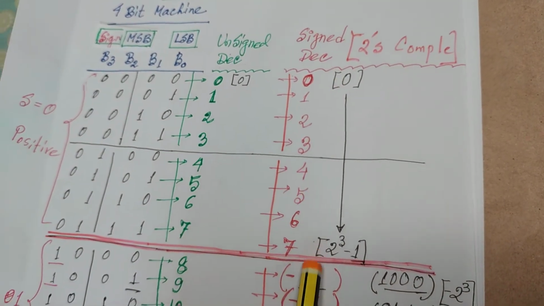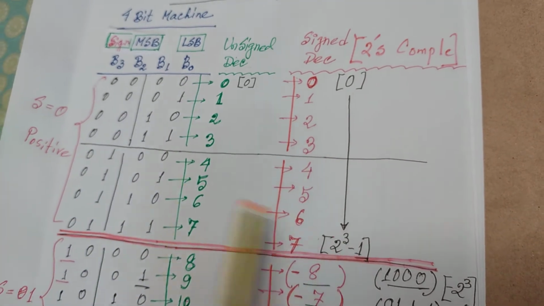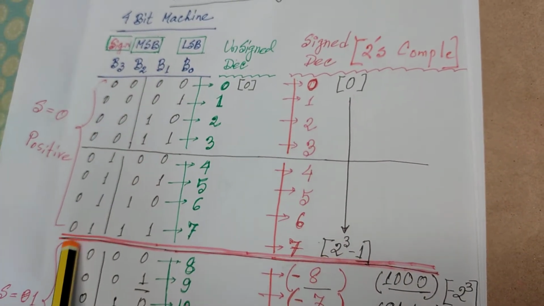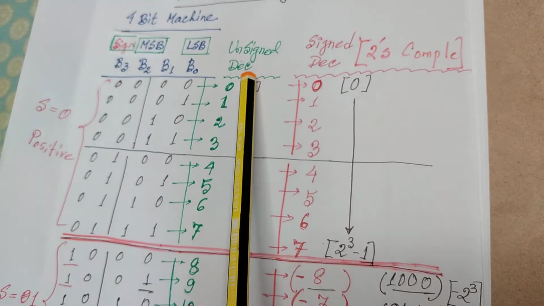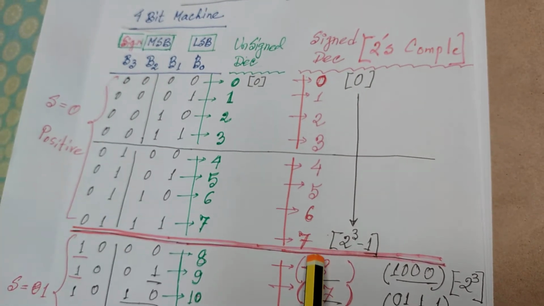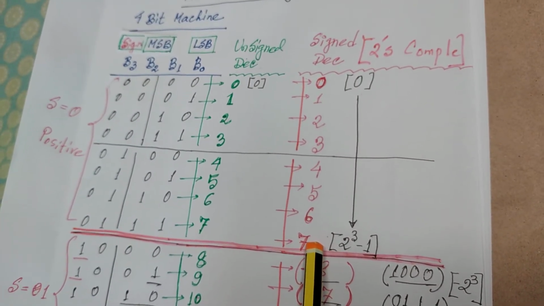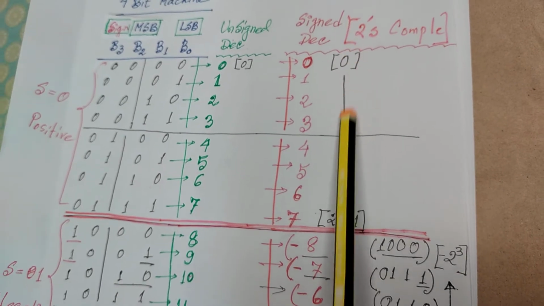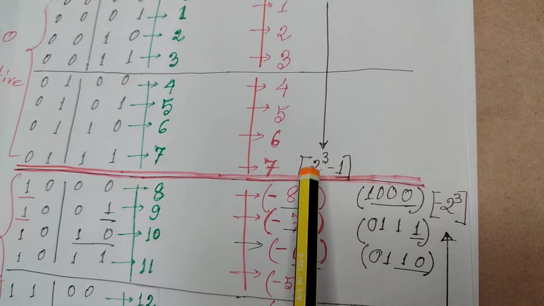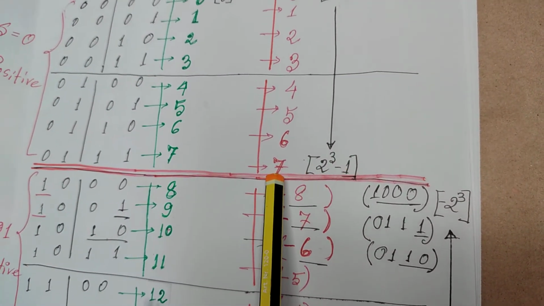For the positive zone, the first half of the table where bit 3 is 0, the numbers increment just like in unsigned mode. So from 0 to 7 for a 4-bit machine. We can say this is from 0 to 2 to the power 3 minus 1, that is 8 minus 1, which is 7.